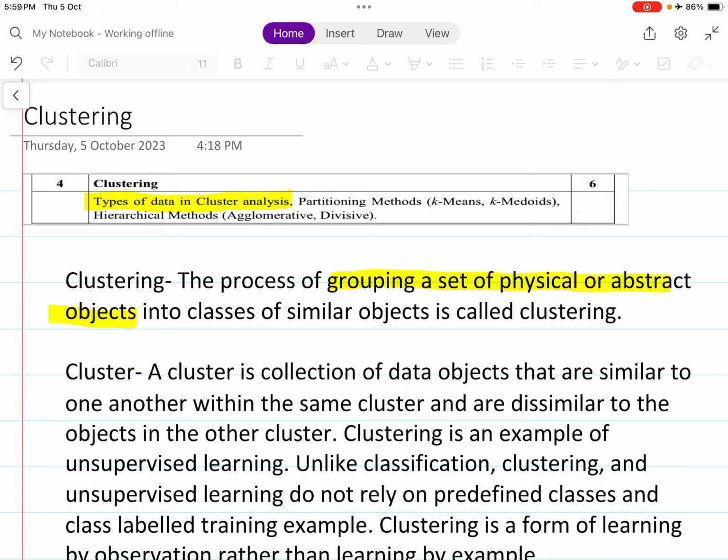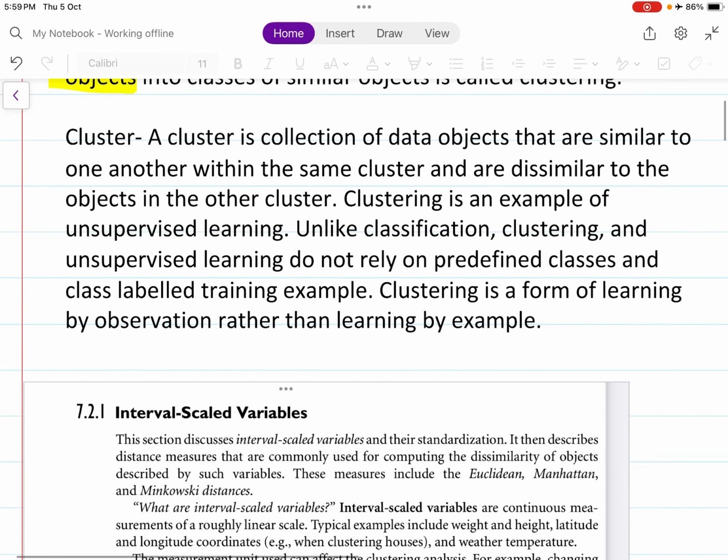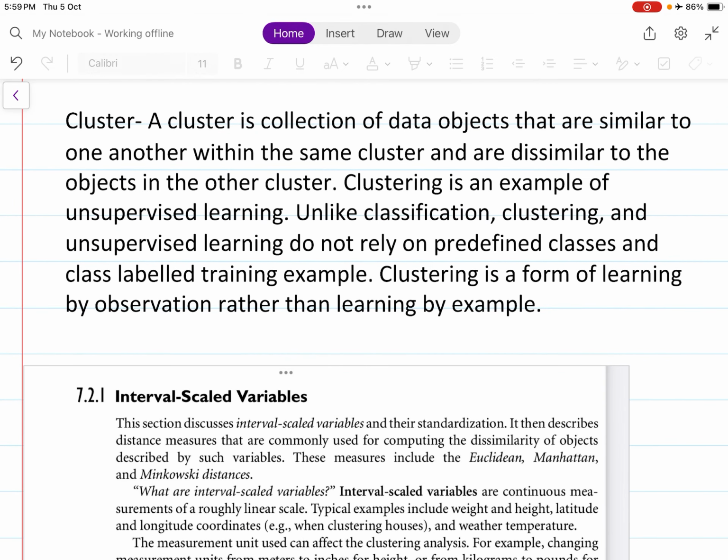A cluster is a collection of data objects that are similar to one another within the same cluster and dissimilar to the objects in the other clusters. Clustering is an example of unsupervised learning. Unlike classification, clustering and unsupervised learning do not rely on predefined classes and class labeled training.